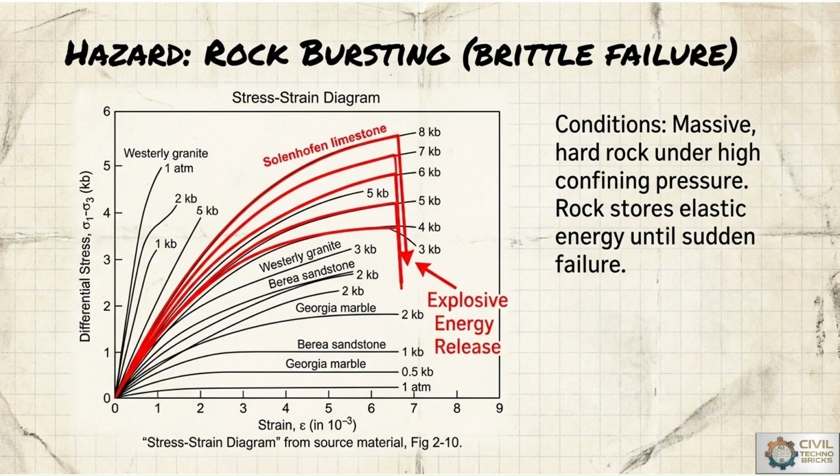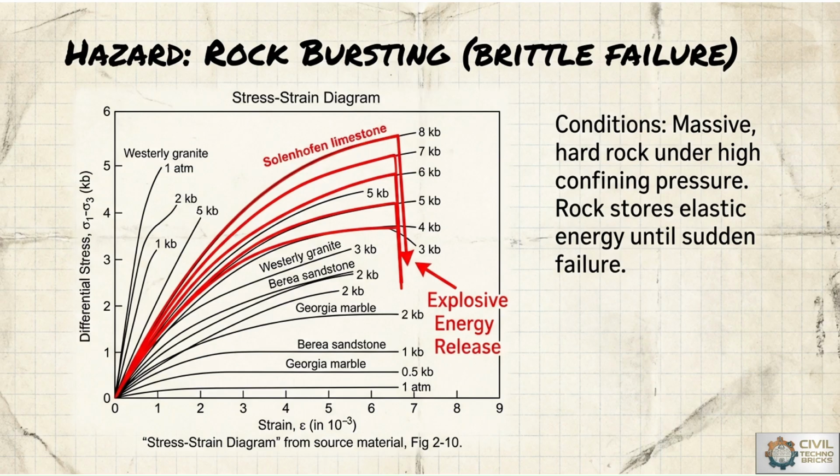So here is the graphical representation of strain versus differential stress. The stress-strain diagram itself shows the impact of load and the deformation noted. So explosive energy release is marked in red color for the limestone type of rock, then Westerly granite, then Bresica sandstone, Giorgio marble.